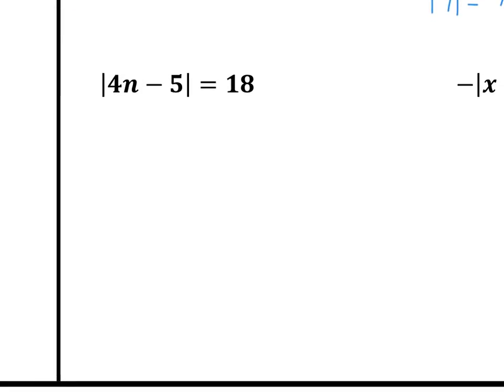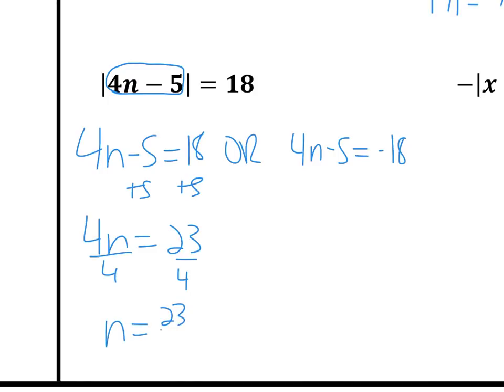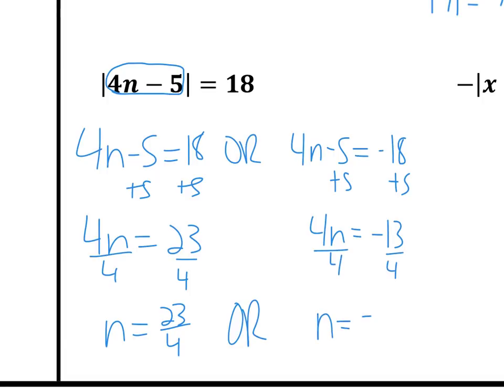This one, same deal. The inside could be positive 18 to get an answer 18, or it could be -18. So 4n minus 5 could be 18, or 4n minus 5 could be -18. And I'll solve them both. Adding 5 over here, I get 4n is 23. Divide by 4. I'm going to leave mine as a fraction, 23 over 4. Or, over on the right, adding 5, 4n could be -13. Dividing by 4, n could be -13 over 4. Either of those answers would solve my problem.